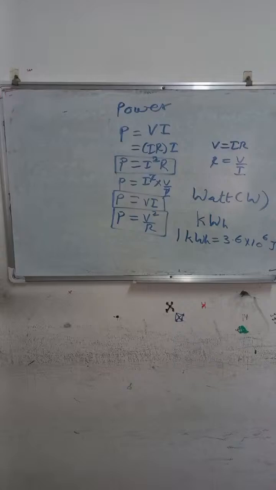Write down: 2 bulbs of 100 watt and 40 watt are connected in series. Full stop. The current through the 100 watt bulb is 1 ampere. Then the current through the 40 watt bulb will be.